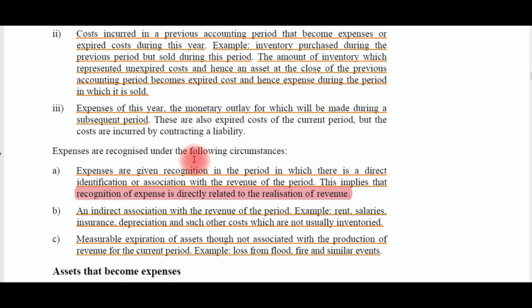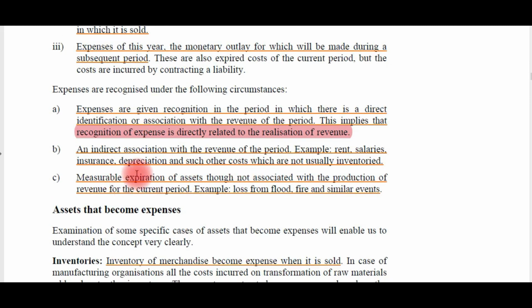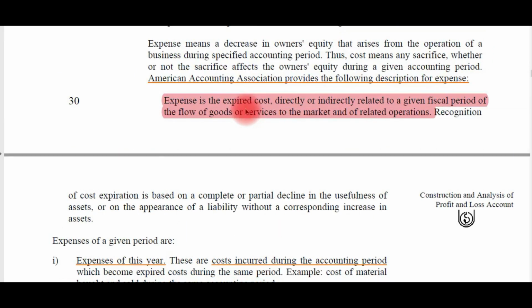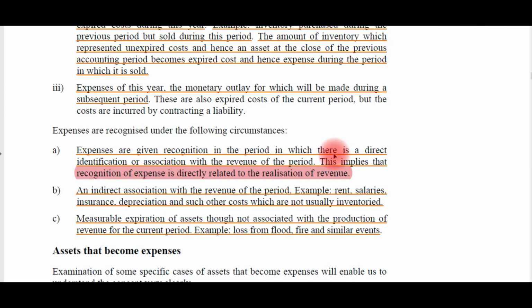Now, expenses are recognized under the following circumstances. What are the different circumstances when an expense is recognized? We have seen earlier that an expense is the expired cost directly or indirectly related to the given fiscal period. So we will see that here.